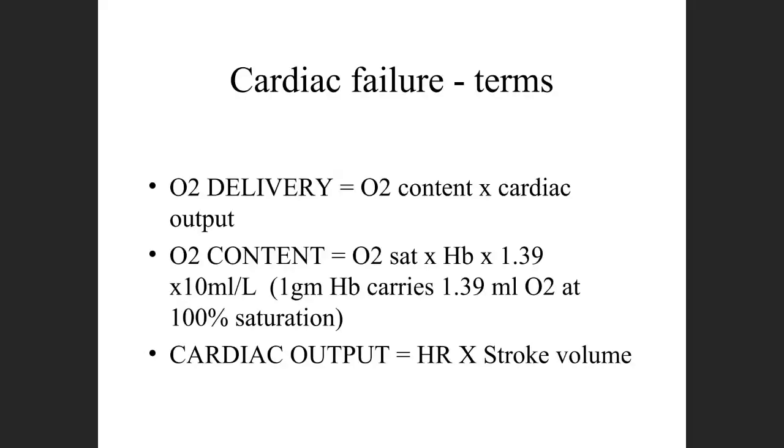Okay, we're going to talk about cardiac failure, and for the first few slides, I will reintroduce or remind you about certain terms which I think had been introduced to you from the preclinical years, and which, in fact, if you're in the final year, you would have been utilizing in your clinical rotations.